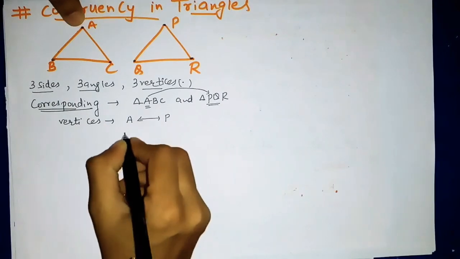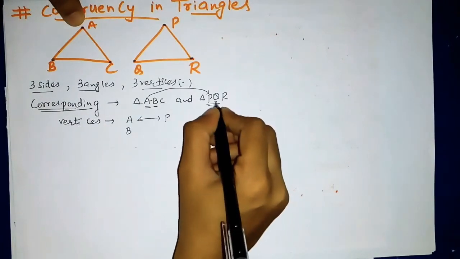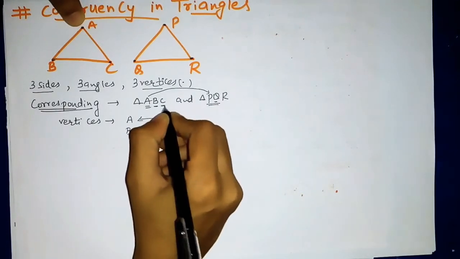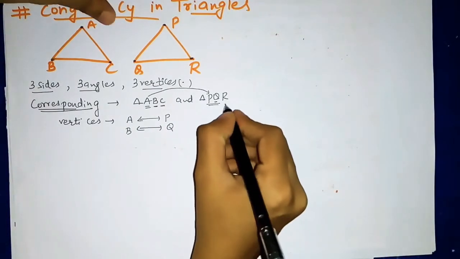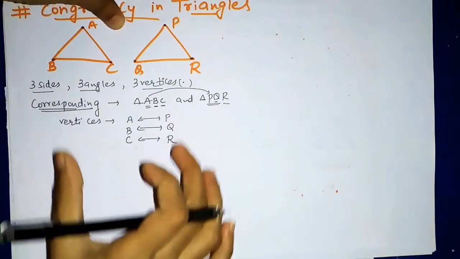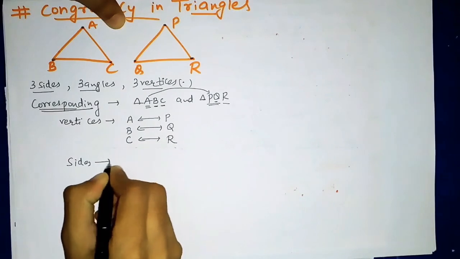So A with P. Similarly you have to see the second letter B, and here the second letter is Q. So B corresponds to Q. Similarly the third letter is C and on that side the third letter is R. So C corresponds to R. Now these are the vertices, the vertex points. Now we will talk about sides.